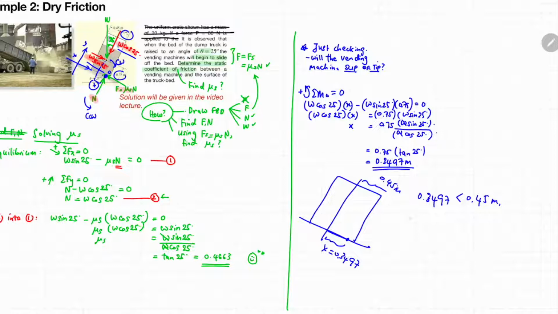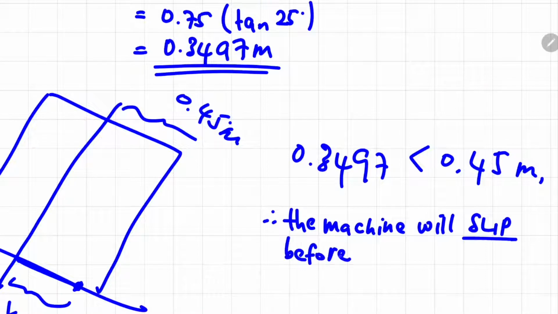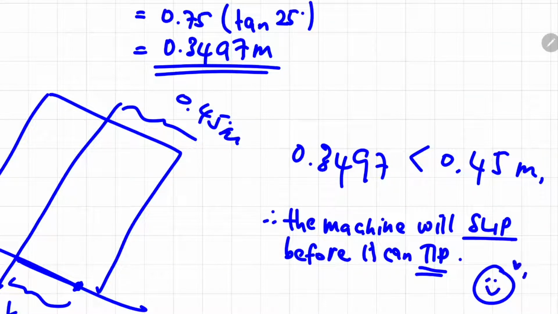So in this case, we can say that the position of the frictional force is still within the contact area of the vending machine as well as the land area over there. So we can conclude from this equation that the machine will slip first. It will not tip yet. It will slip first before it can tip.